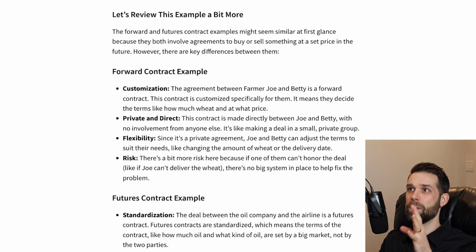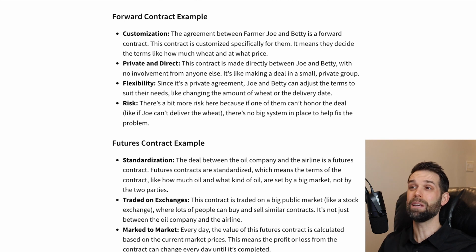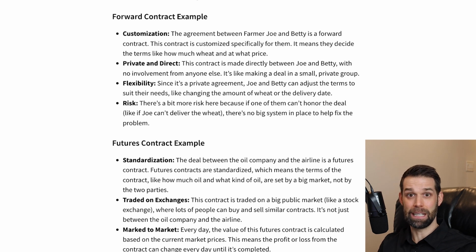The forward and the futures contracts might sound similar, but here are some differences. Forward contracts, first of all, are customizable. The agreement between Farmer Joe and Betty can be customized specifically for them. It means that they decide the terms, like how much wheat, what the price is, and what the actual date is. It's also private and direct. The contract is made directly between Joe and Betty. There's no involvement from anyone else. So this is like making a small deal in a small private group.